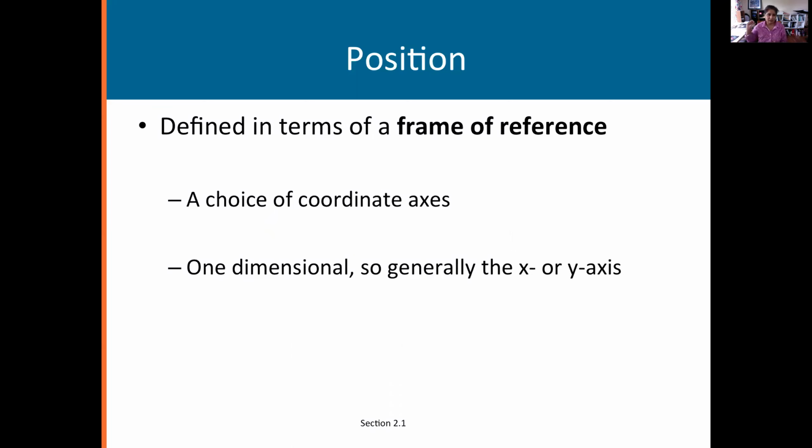Then if I say something is 10 units to the right, you know, 10 units to the right of what? To the right of the origin. Or if I say it's 10 units to the left, then it's negative 10 with respect to the origin. Okay, so we need to define that origin, and we need to define our axis. Then we are set up to give a unique position.